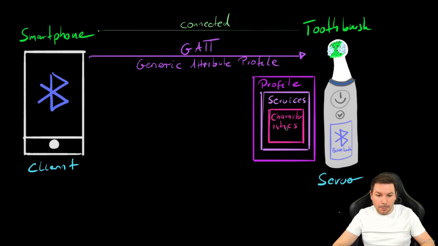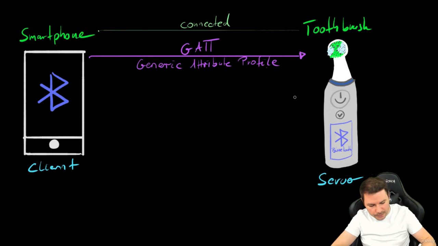Okay, so I hope you can still read this. And characteristic is simply just a data type. So it could be the information about the brushing time, the brushing mode, the brushing pressure, and things like this. Everything related to brushing could be summarized within a service. So to make this a little bit easier on the right, let's write this in the following way.